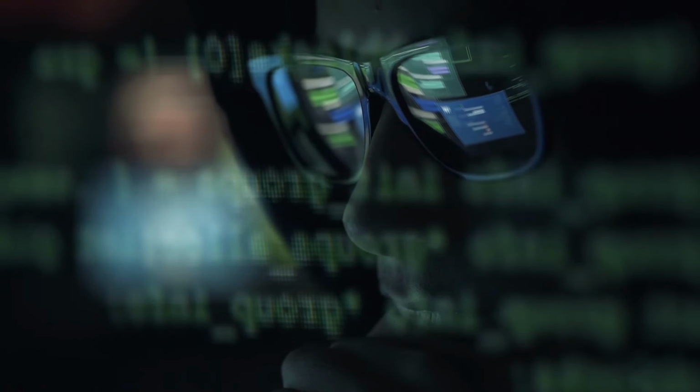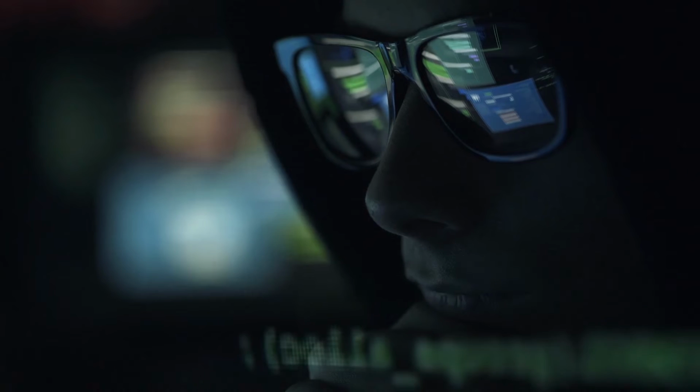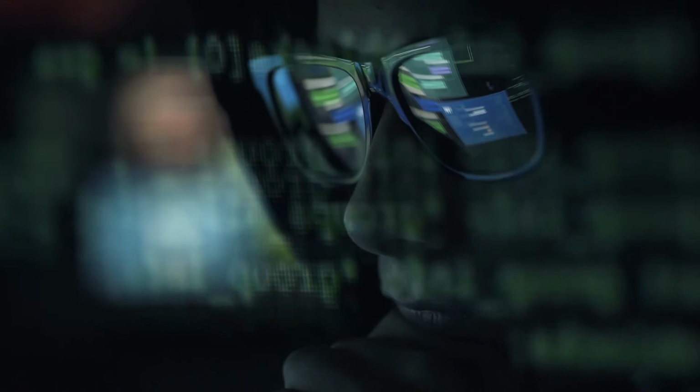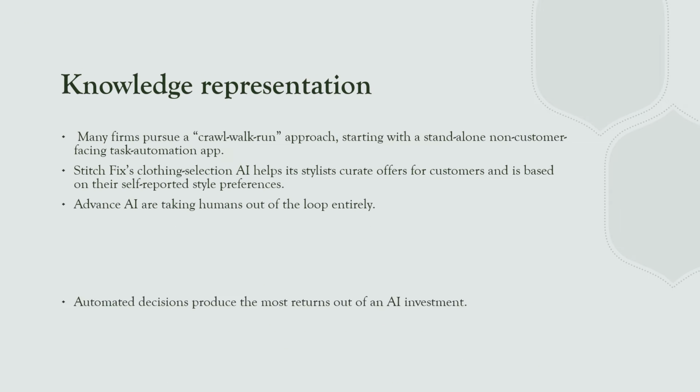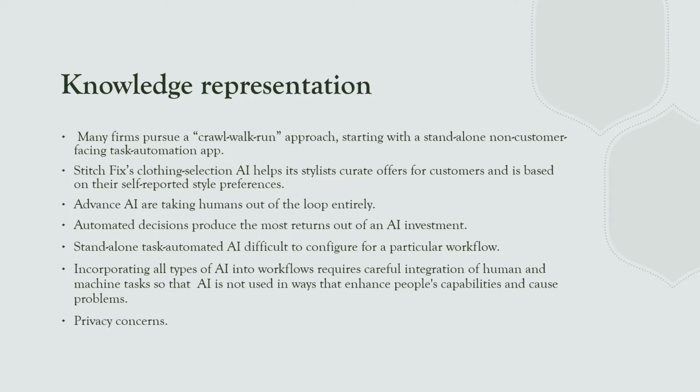Well, how do we solve such problems? What are the solutions presented to us? Now, we begin by talking about the knowledge representation and how firms have implemented solutions.